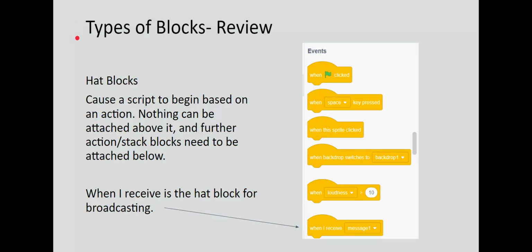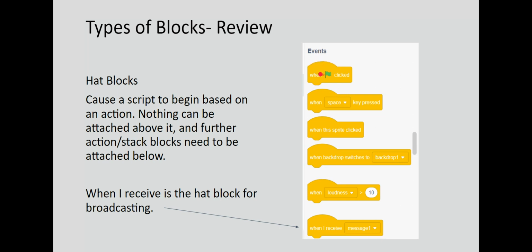Before we begin this, let's take a quick little review of the types of blocks that we have got in Scratch, and we'll look at the ones we're going to use when we're broadcasting. So the first kind we have is the hat blocks, and the hat blocks have what looks like a little hat on top of them, and basically you cannot attach another block above a hat block.